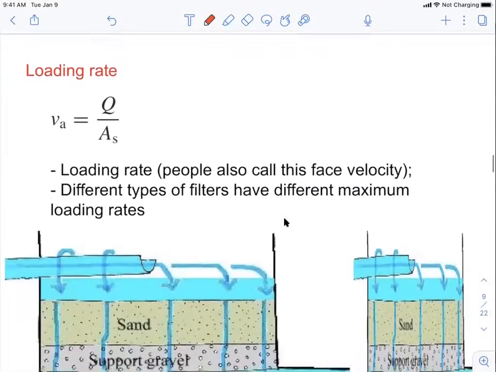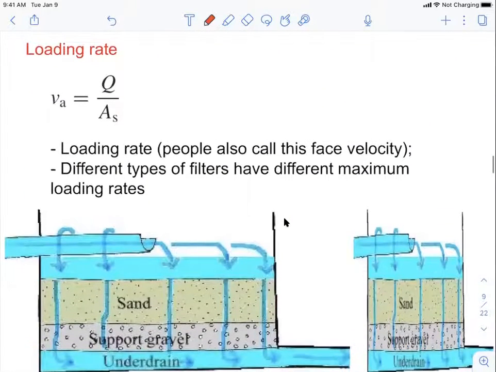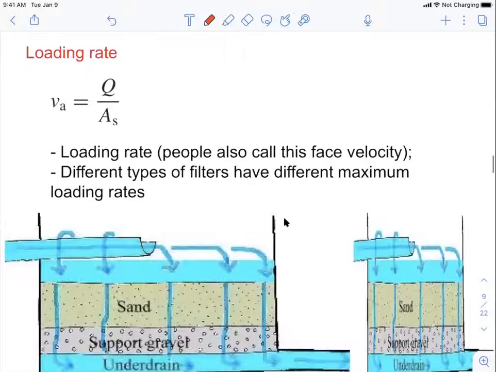So this parameter is called the loading rate. People also call this the phase velocity. So you can imagine it as the average velocity of water going perpendicular towards this sand layer here. The way it's defined is calculated by the flow rate divided by the surface area of the sand layer. It looks quite similar to the sedimentation basin, right?